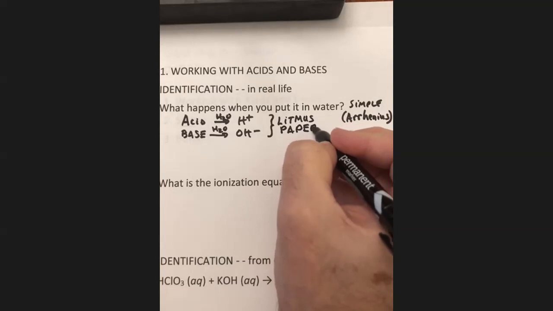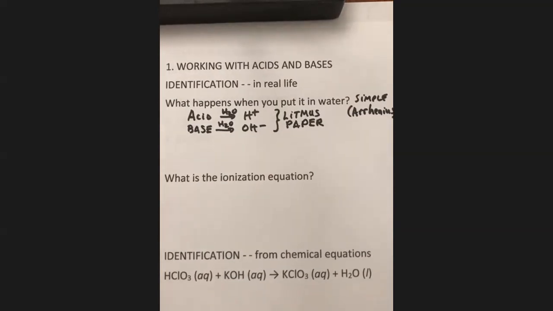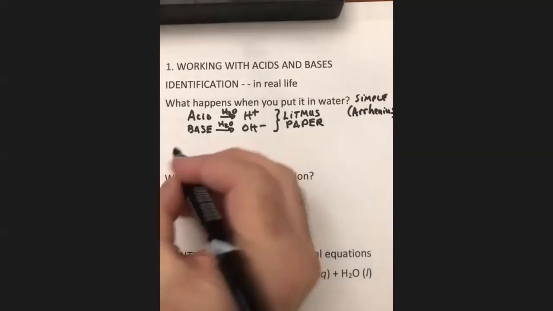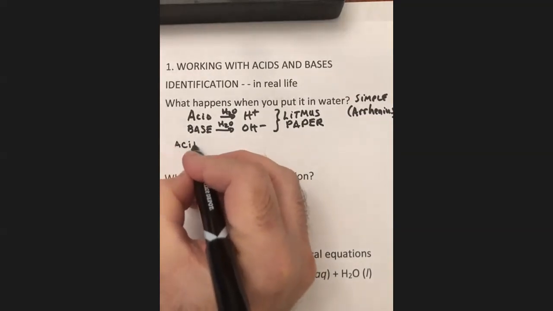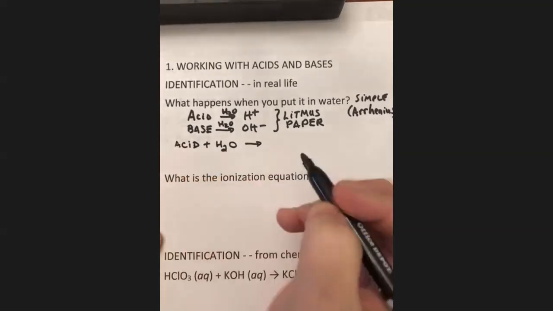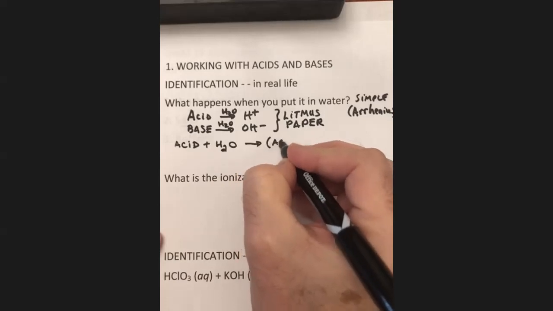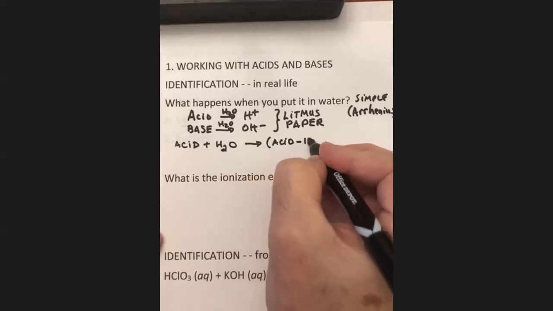And we saw that acids turn blue litmus paper pink, and bases turn pink litmus paper blue, right? And that was as simple as it gets. Now, we would like to write this in the form of some kind of equation. So technically, the way it works is you have the acid and you put it in water, right? And what happens is you get something that's going to be an acid minus an H.